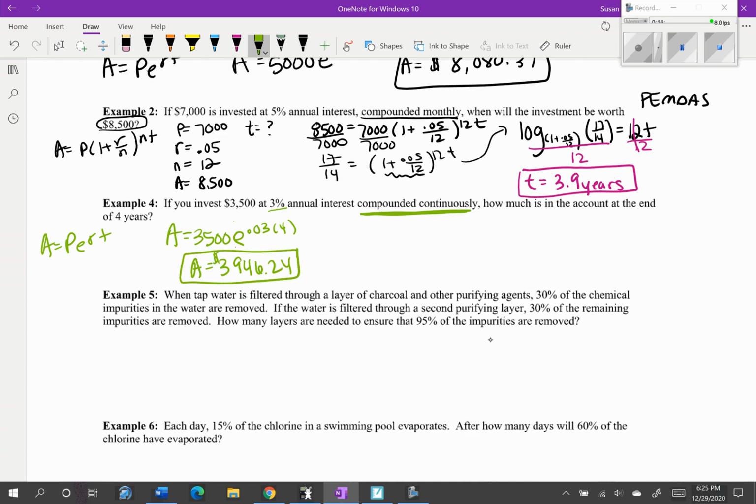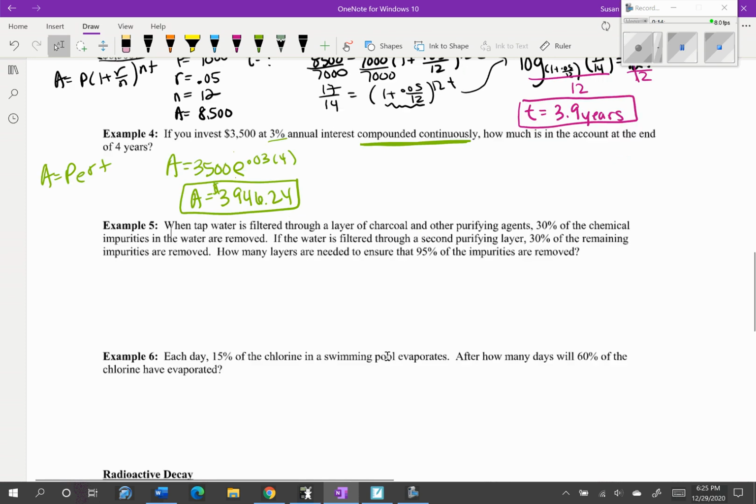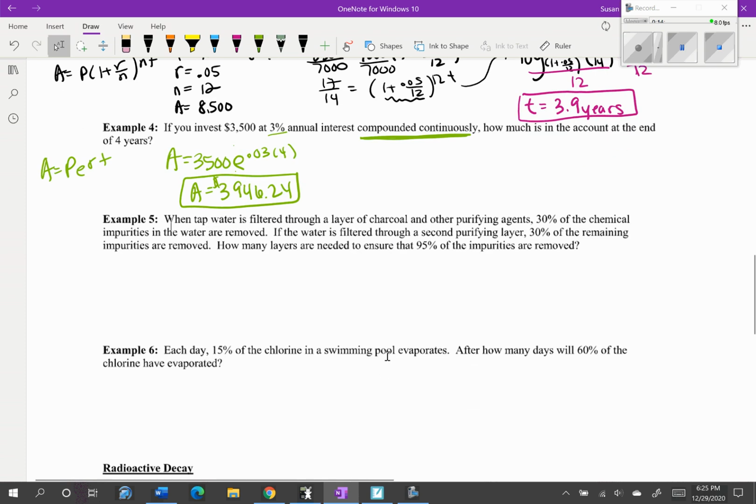All right, for the next one, it says when tap water is filtered through a layer of charcoal and other purifying agents, 30% of the chemical impurities of the water are removed. If the water is filtered through a second purifying layer, 30% of the remaining impurities are removed. How many layers are needed to ensure that 95% of the impurities are removed?